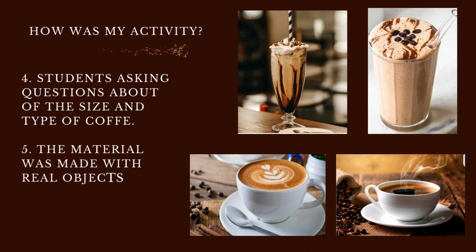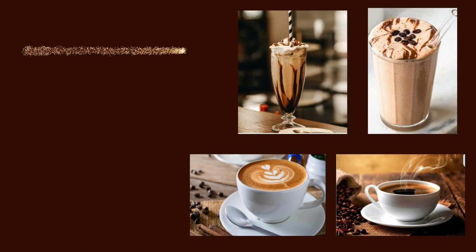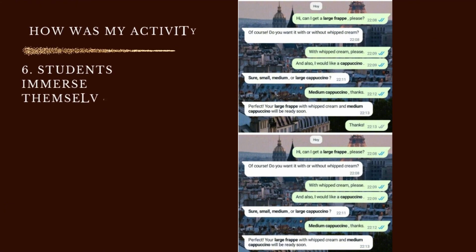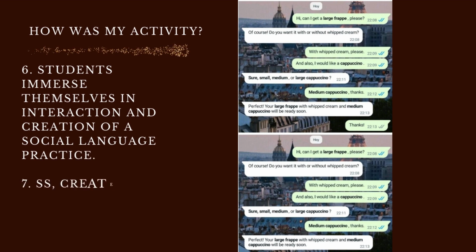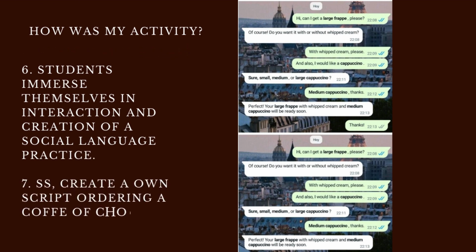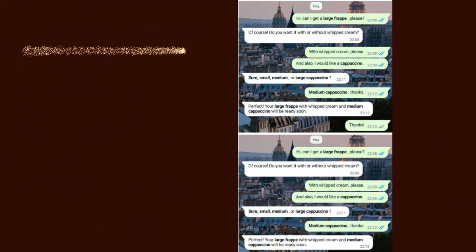The material was real objects, such as a stand, glasses, and scenography of a coffee shop. In this way, students immerse themselves more in the interaction and creation of a social language practice. Finally, they create their own script in which they order the coffee of their choice, but with another partner.